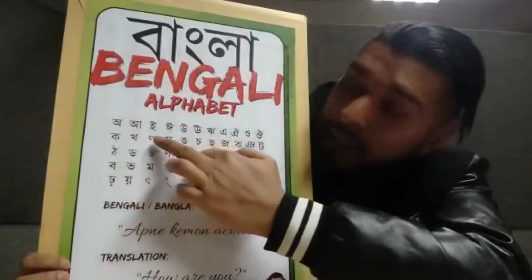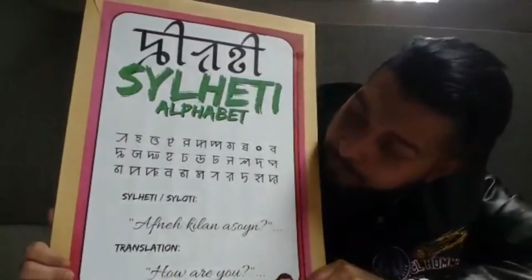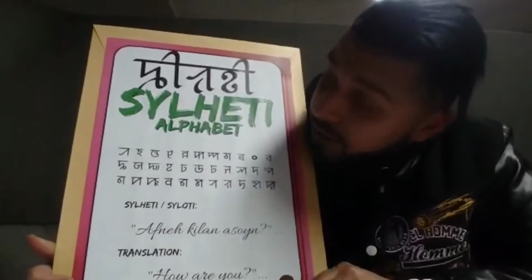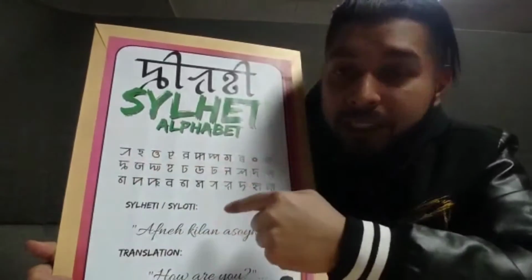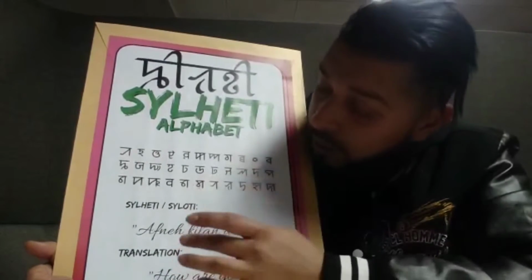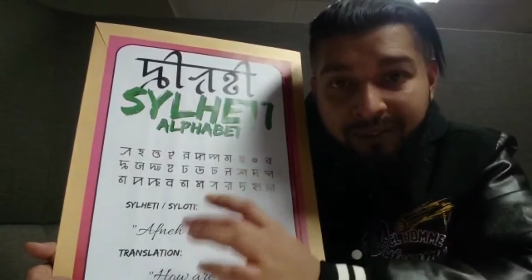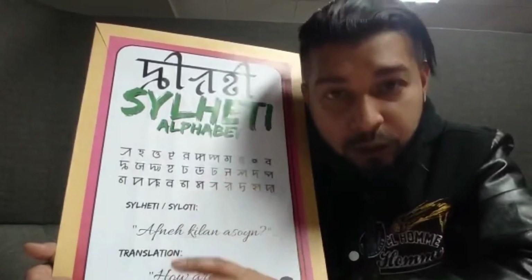Now, take a look at the alphabet system, the way it's designed and everything. If Sylheti speak a broken down dialect of Bengali, you explain to me what this is. A lot of you won't have seen it. It's actually the Sylheti alphabet. Look at the letters, the way it's designed. There's less of it. Now when you pronounce it in terms of how are you, you say Afne kilan asoin. In Bengali it's Afne kemon achen, and in Sylheti Afne kilan asoin.